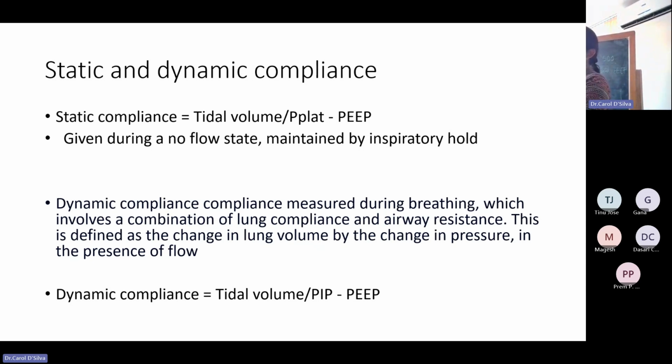So this helps in your patients with COPD. It helps in your patients with cardiogenic pulmonary edema. It just is to recruit the alveoli and prevent them from collapsing.